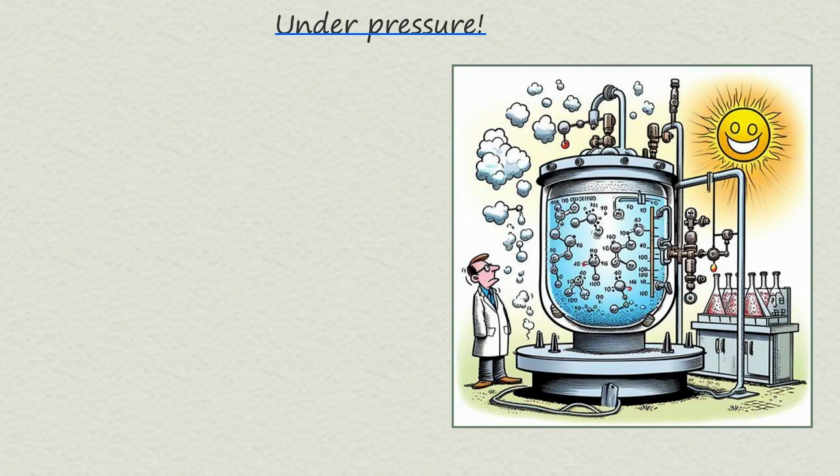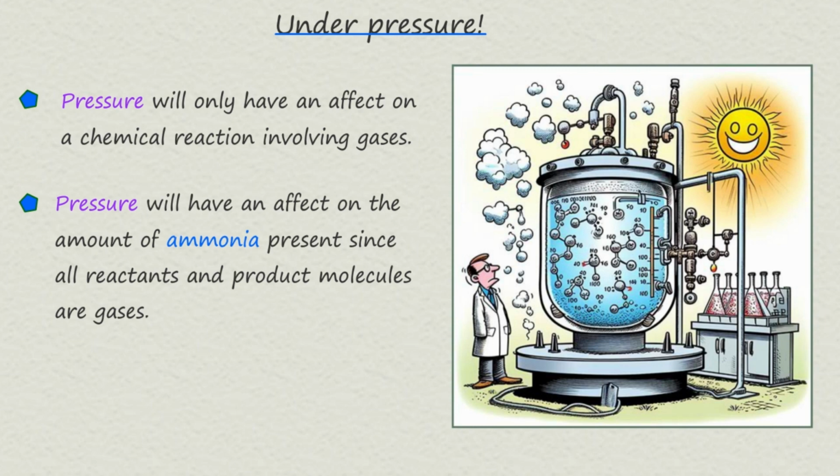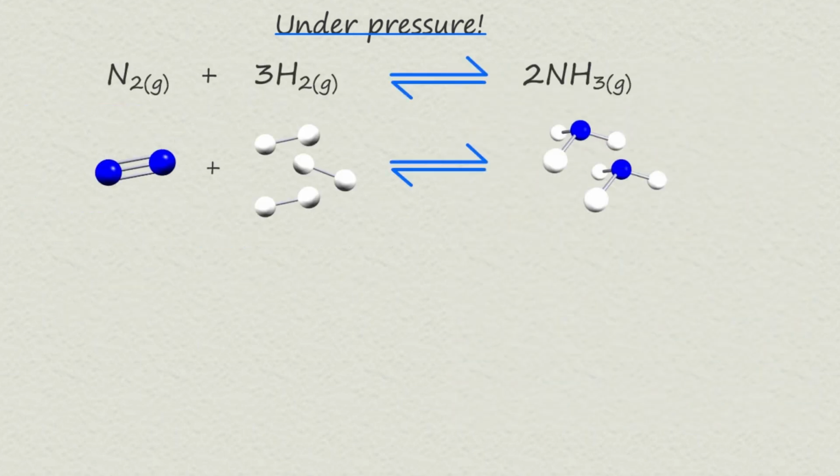Now let's take a look at how altering the pressure can affect the yield of ammonia in the Haber process. Firstly, it is worth saying that pressure will only have an effect on a reversible reaction at equilibrium if there are gases present, and this won't be a problem since in the Haber process all the reactant and product molecules are indeed gases.